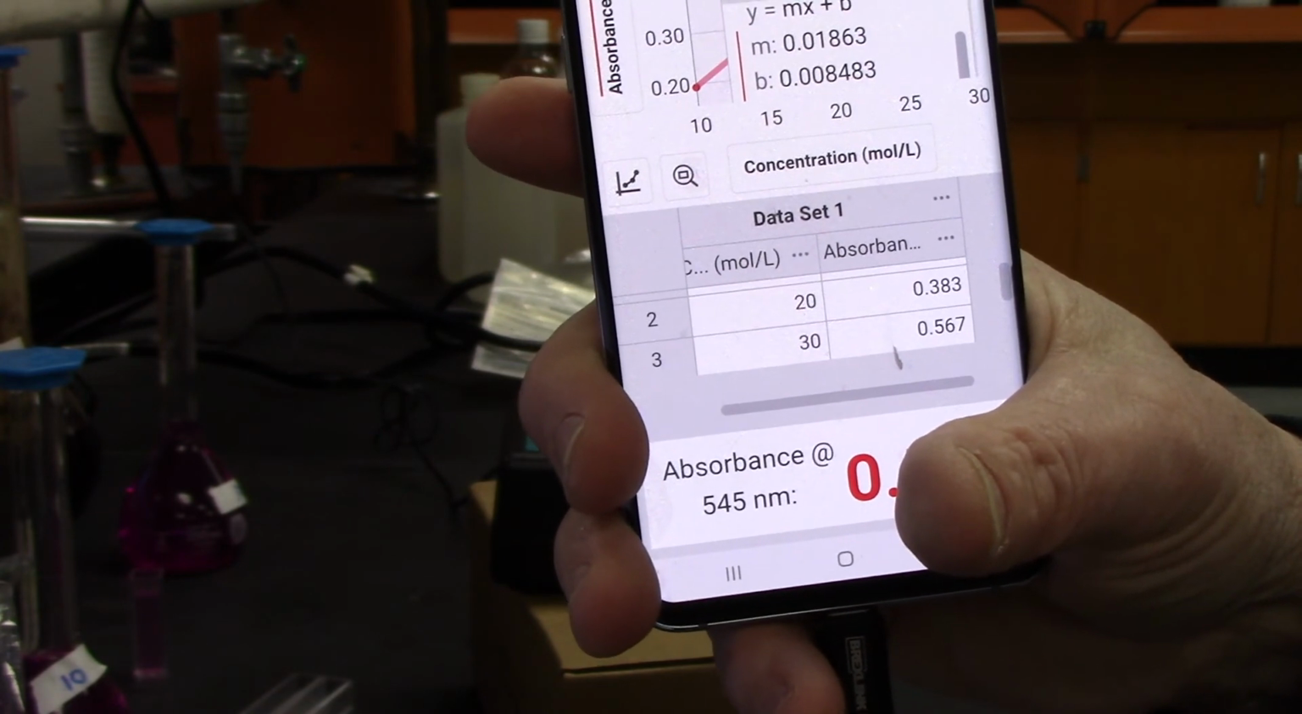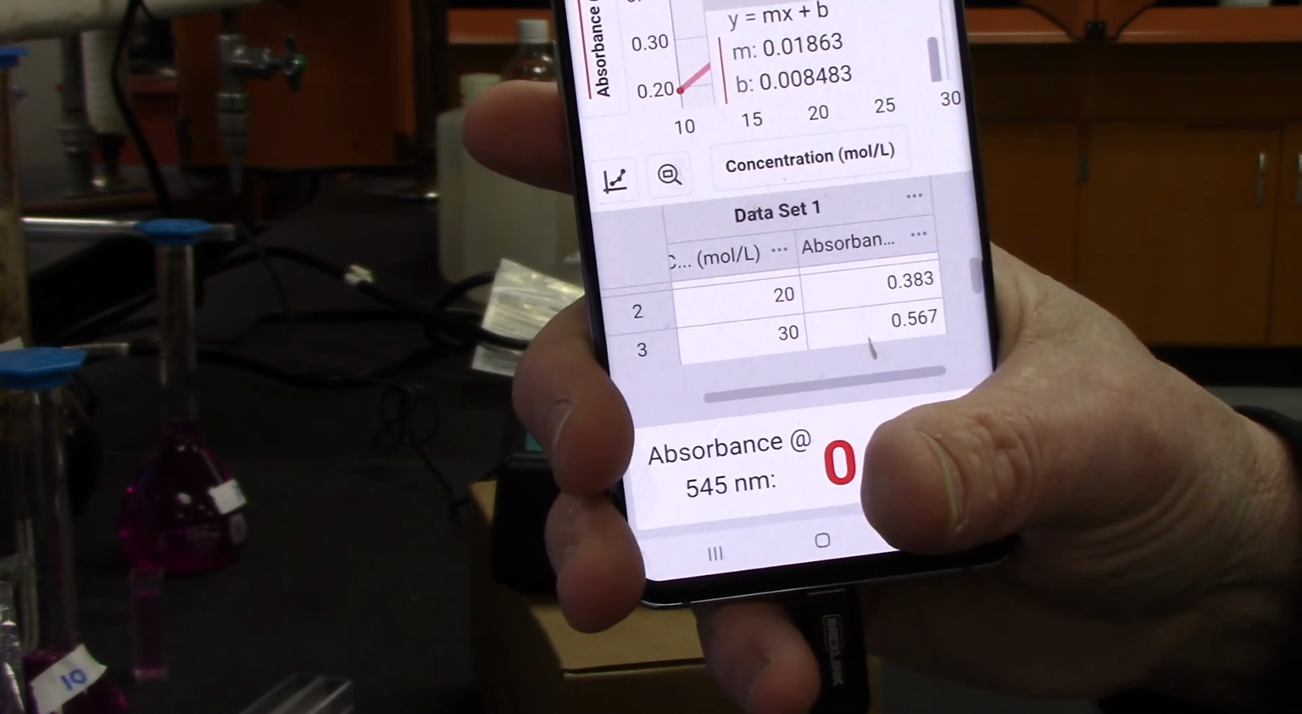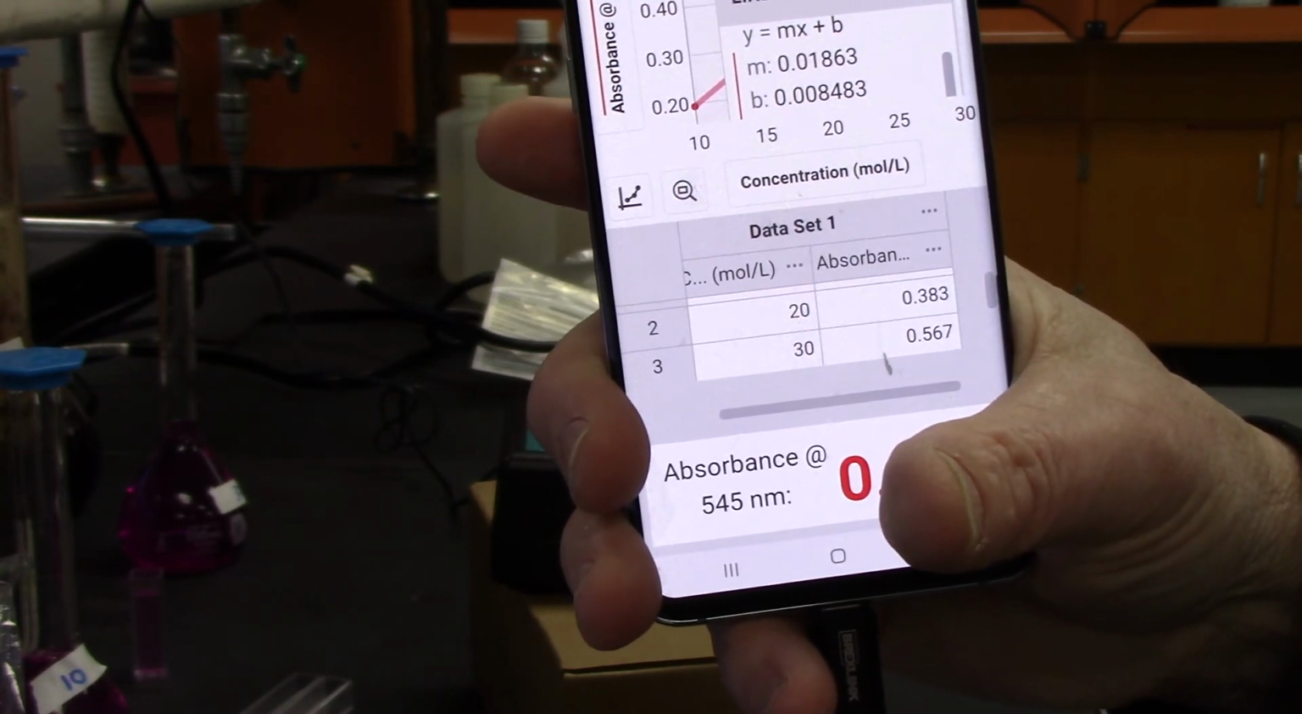Okay, so I'm turning this off, because next thing we're going to do is take an unknown and try to figure out its concentration based on this curve. Okay.